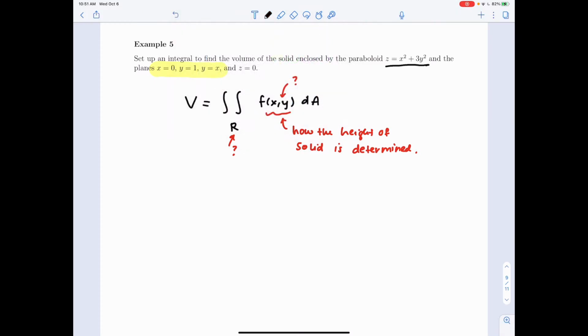So I am going to try to plot what my region looks like that's bounded in the xy plane so that I can identify what my region R is for my region of integration. So here's my xy plane, and I can draw my curves here. I'm told that x equals 0, so that's this line, is a bounding line, and then I've got y equals 1, so that gives me a horizontal line, and then I've got y equals x.